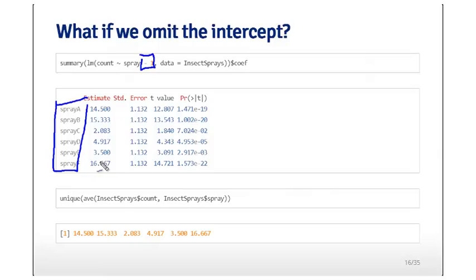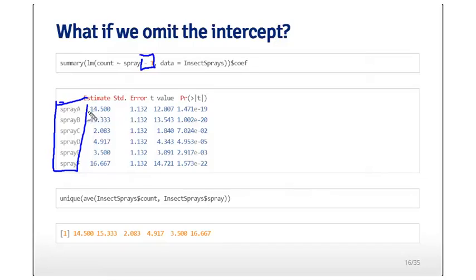So if we include the intercept and there's 5 sprays, it's got to get rid of 1 and have only 5 coefficients, because 1's going to the intercept. If we omit the intercept, then we have 6 means that we need to fit, and we have then 6 coefficients that we can fit. And it says, oh, okay, well, I'll do that. I'll include 1 for spray A.